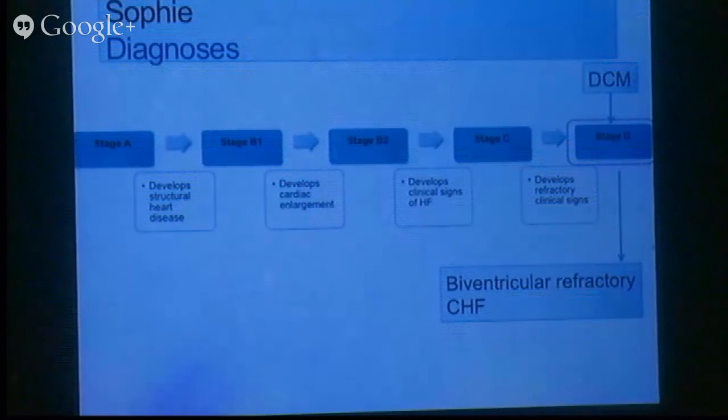So her diagnosis is dilated cardiomyopathy. That's what her morphologic diagnosis is. And she fits in the category of stage D because she comes to us on standard therapy and increasing doses of said standard therapy and is refractory to that. She's horribly congested in the face of that. And she now also has evidence of biventricular failure. She's got signs of right-sided heart failure as well with that pleural effusion. So left and right heart failure, refractory to standard therapy.